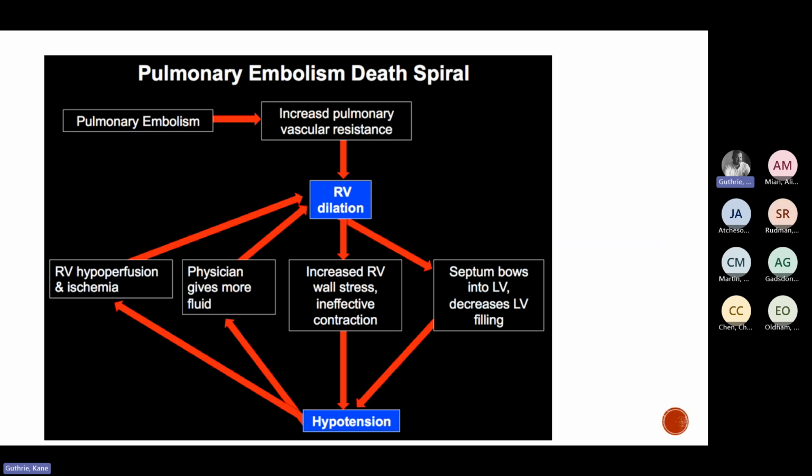But the fluids actually increase their right ventricular pressure, and it causes more wall stress, and then they get impaired contractility of the heart, and then the septum between the right ventricle and left ventricle starts to bow into the left ventricle, and they get decreasing left ventricular filling. So they get this cascade where they just keep getting more hypotensive with the more fluids that you actually give them.